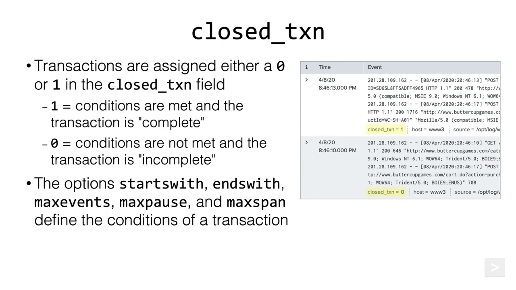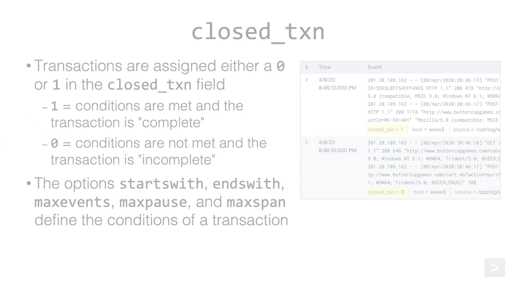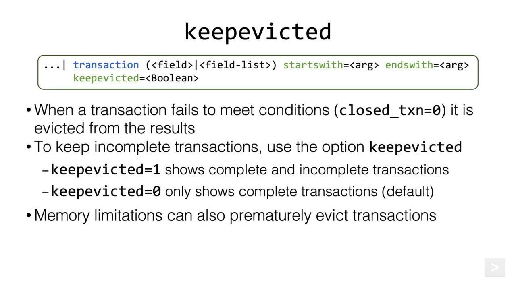The transaction command auto-populates a field in the sidebar called closed_txn or closed_transaction. And this closed transaction field has a value of 1 or 0, depending on whether the transaction events are considered complete or incomplete.